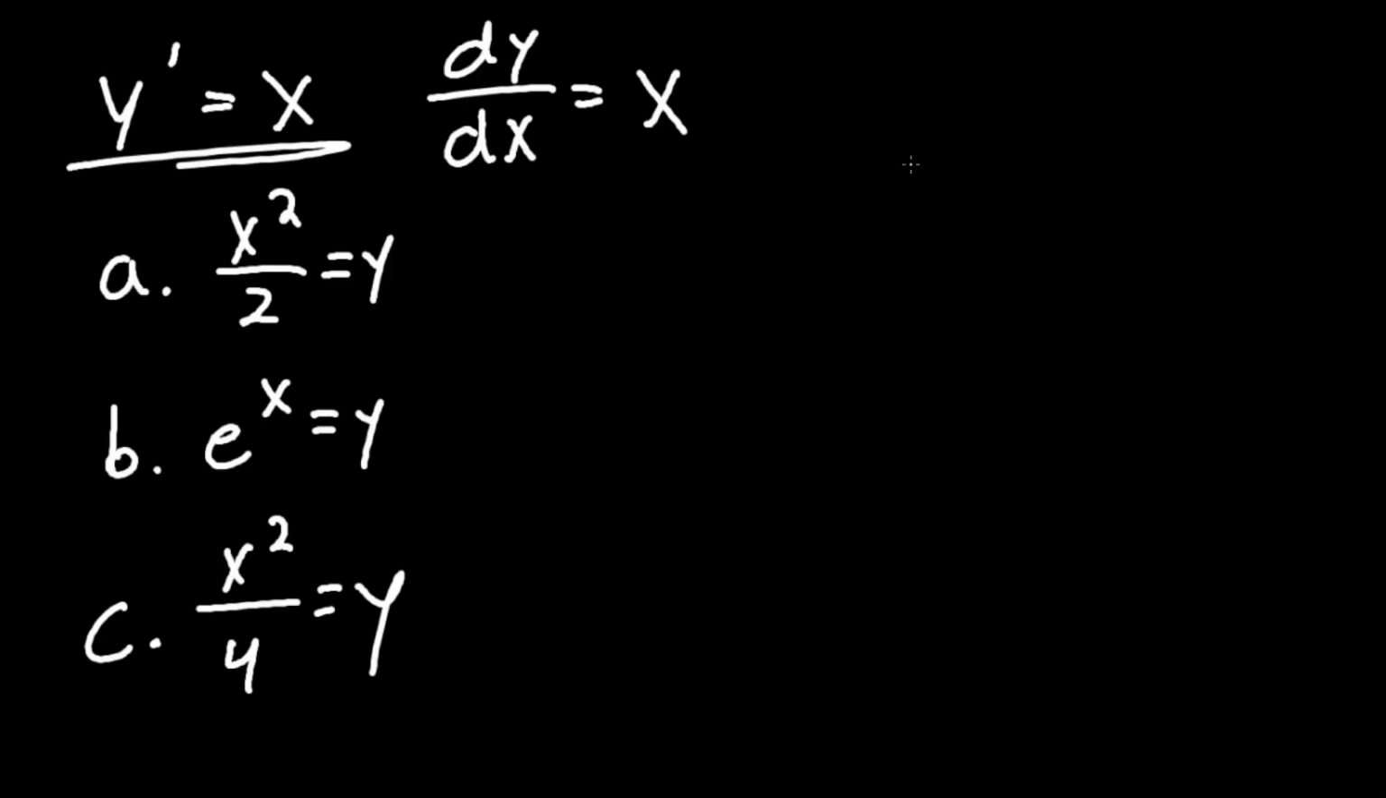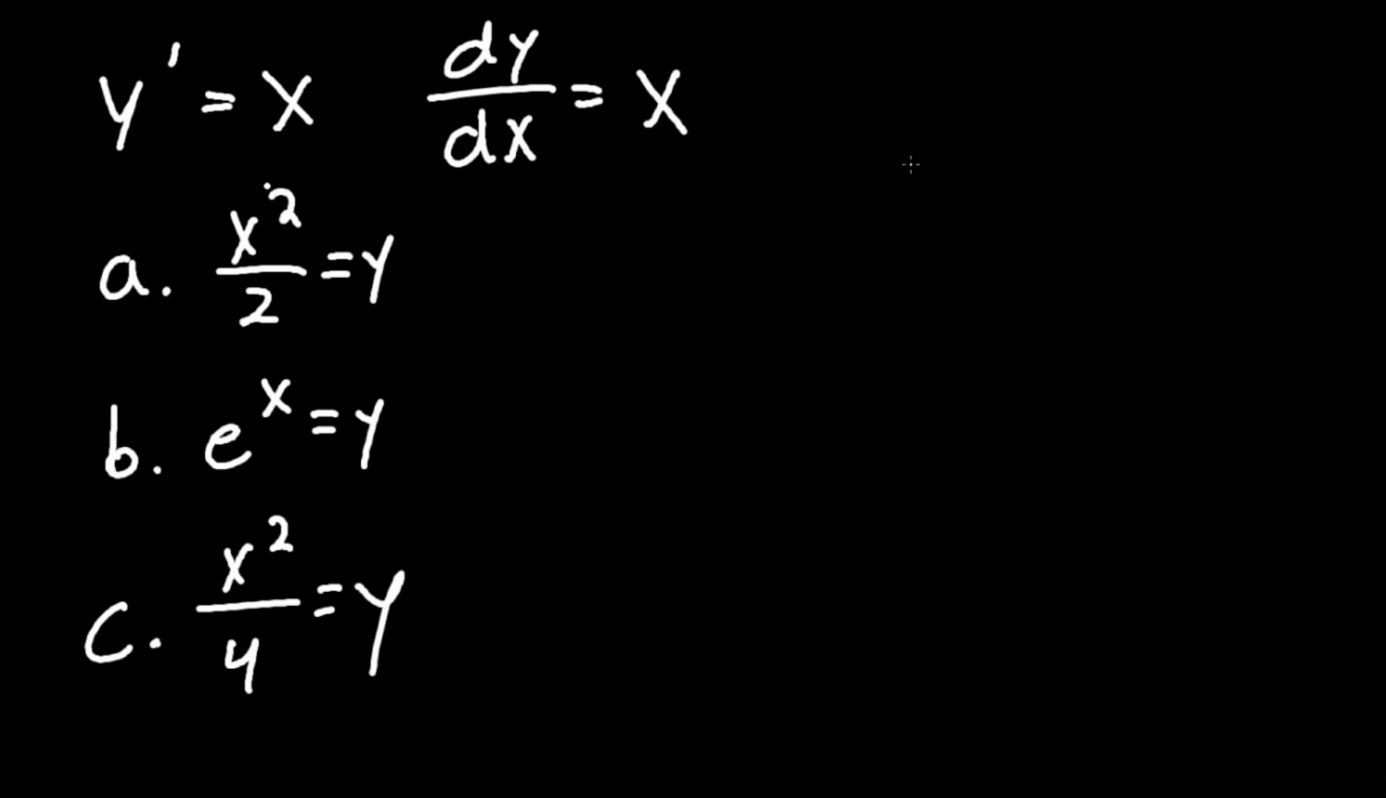Let's go ahead and take a look at this differential equation right here, and I want you to pick A, B, or C. Which one of these is a solution to the differential equation y prime is equal to x? I wrote this in another way here, dy over dx, if you're more comfortable with this notation. These are essentially the same thing, so don't get confused. Go ahead, try to figure out which one is a solution.